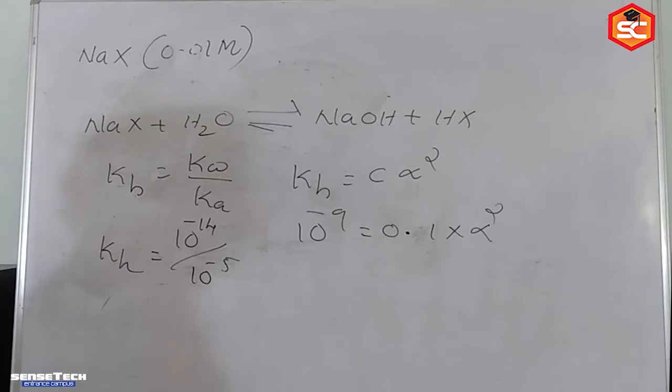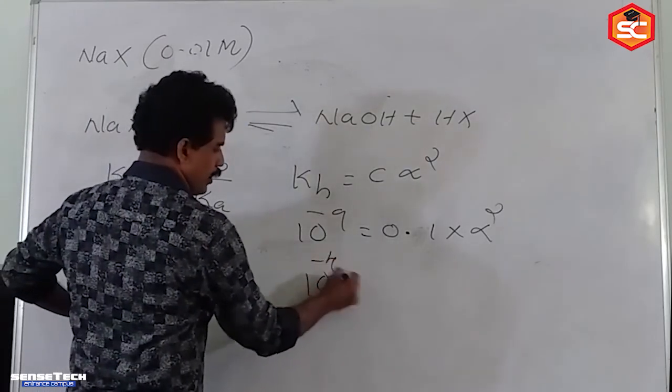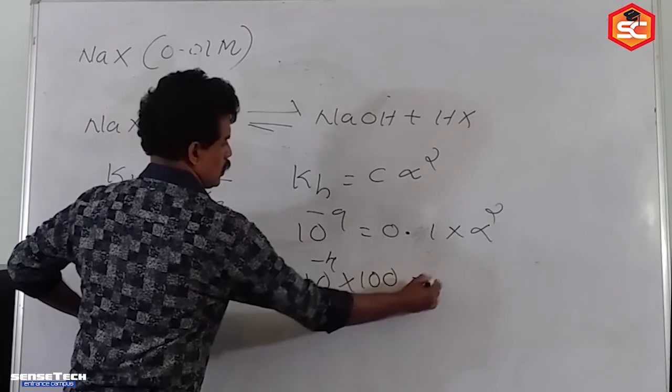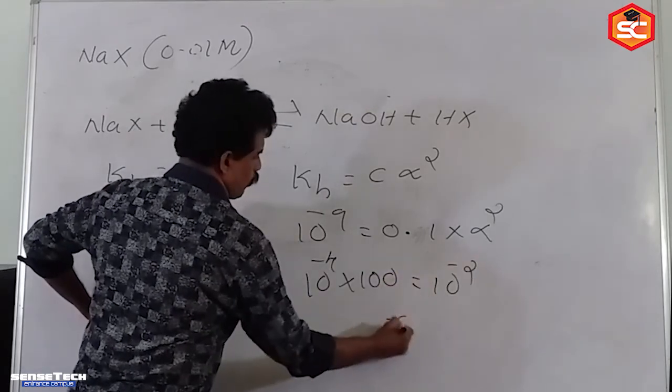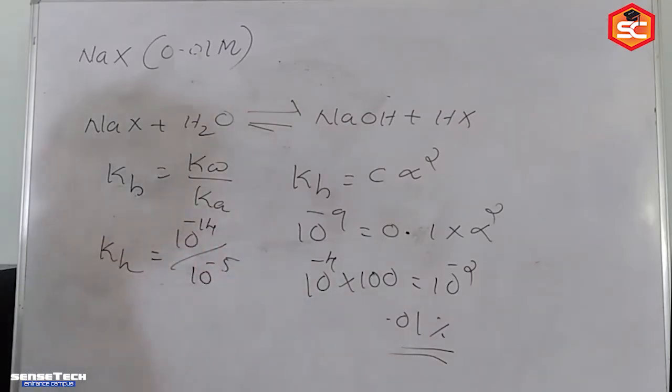What is the degree of hydrolysis in percentage? 10 to the power minus 4 into 100 is equal to 10 to the power minus 2, that is 0.01 percentage. So from the options you can choose it. 0.01 percentage is the correct option.